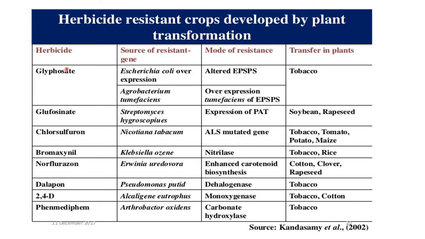ग्लाइफोसेट की example लेंगे, बहुत सारे herbicides हैं. Glyphosate है, glufosinate है, chlorosulfuron है, bromoxynil है, और norflurazon है. ये सारे herbicides हैं. ये मुख्तलिफ plants को effect करते हैं. इनके against क्या strategies apply करेंगे आप?